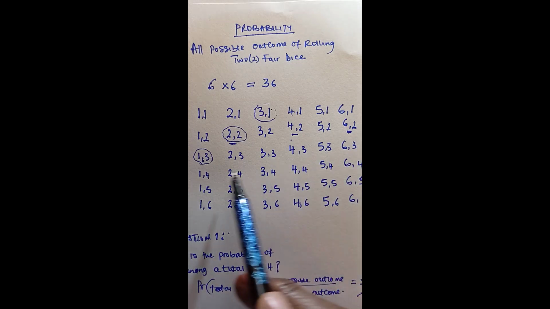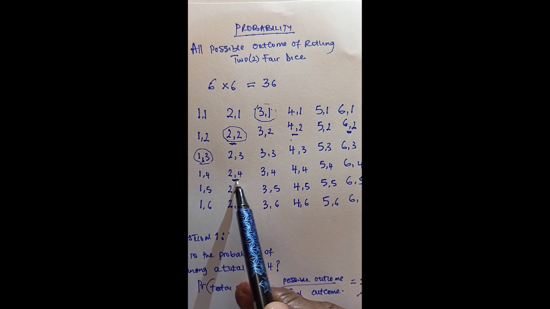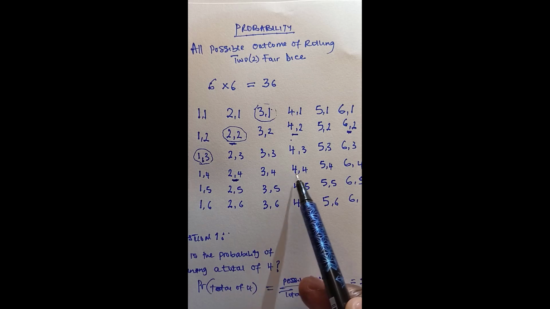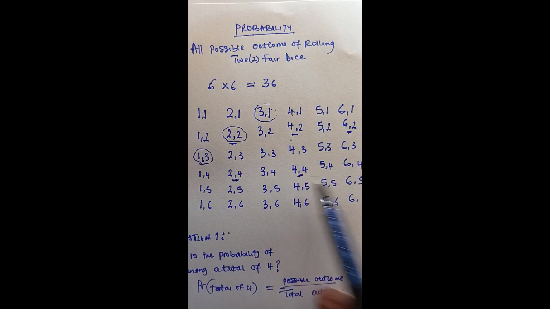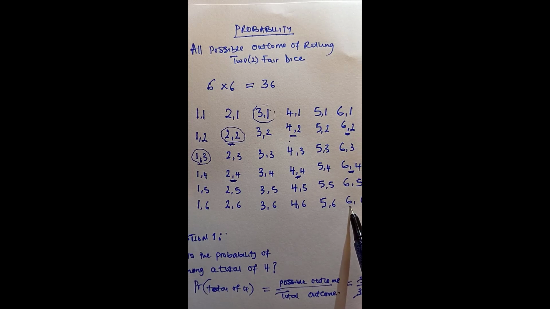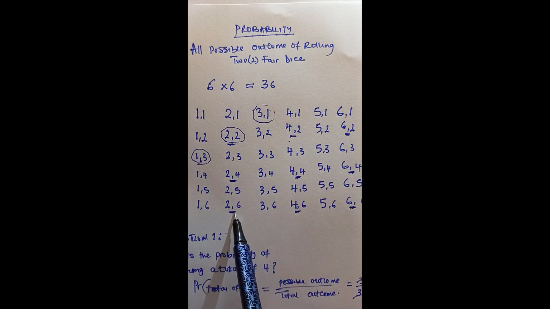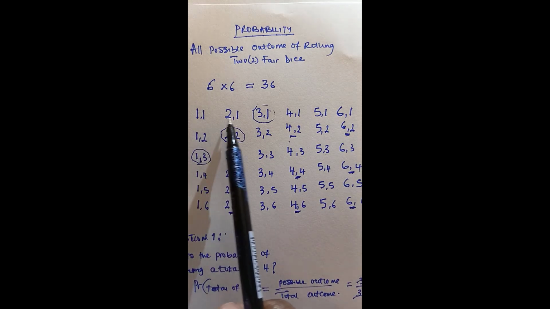Here we have another one, 2 and 4. Let's underline it. We go again, 4 and 4, we underline it. 6 and 4, we underline it. And then we go again, 6 and 6, we underline it. 4 and 6, we underline it. 2 and 6, we underline it. Now let's see if we did it correctly. So let's go over it again.